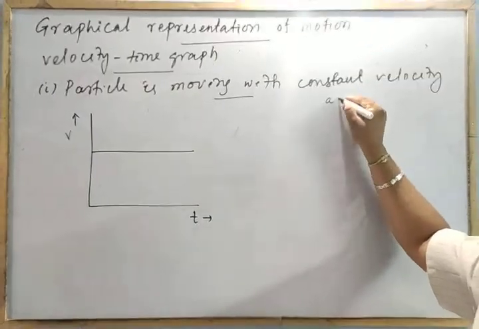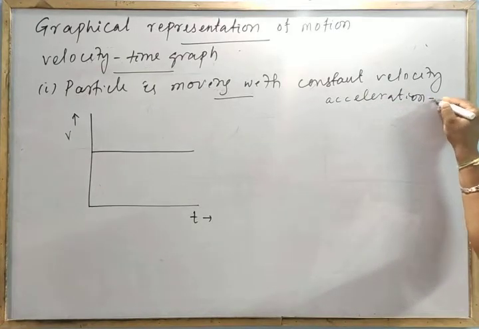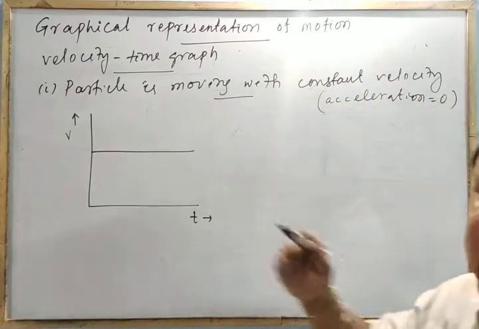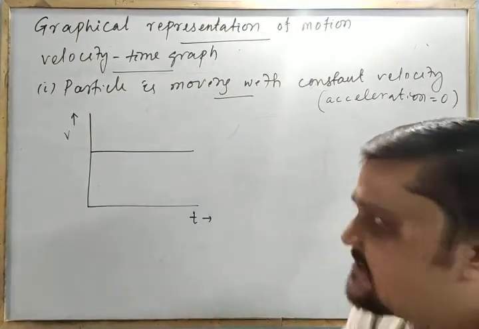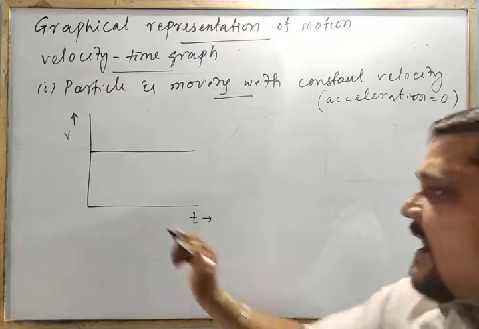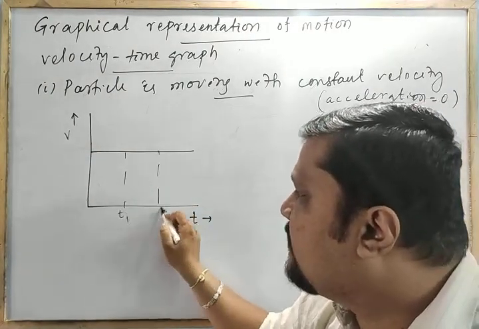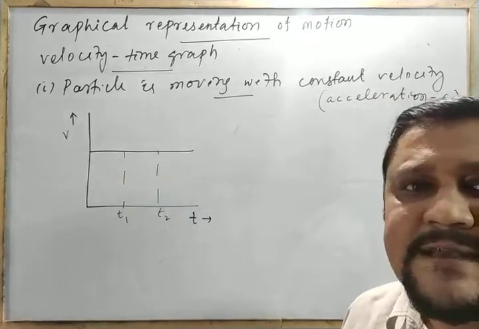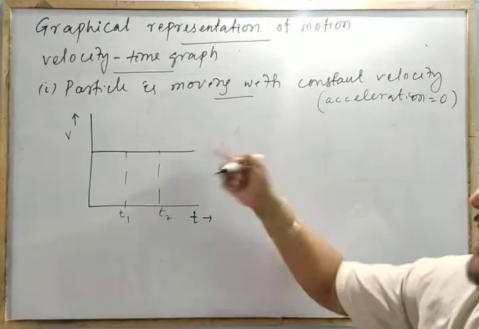Or you can say here, what is the acceleration? For a particle moving with constant velocity, what is the acceleration? 0, no change in velocity. Acceleration is equal to change in velocity by time. There is no change in velocity. So in a time interval from t1 to t2, what is the change in velocity? 0. This v remains the same. So the acceleration is also 0.